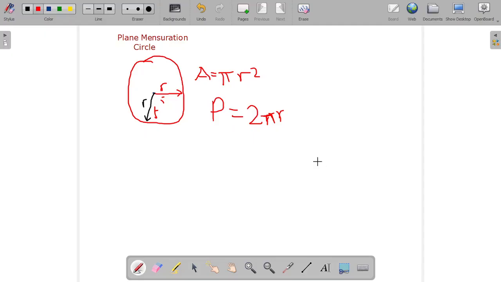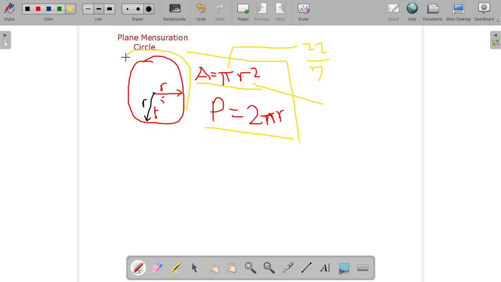Before doing that, let's look at these formulas here. We have the area of the circle and the perimeter of the circle. The area of the circle is given by pi multiplied by the radius squared, while the perimeter is given by 2 times pi times r. So pi is a constant value, which is 22 over 7, while the radius is not a constant value, it depends on the circle. The perimeter is 2 pi r, which is the distance around it. Perimeter is the distance around the circle.